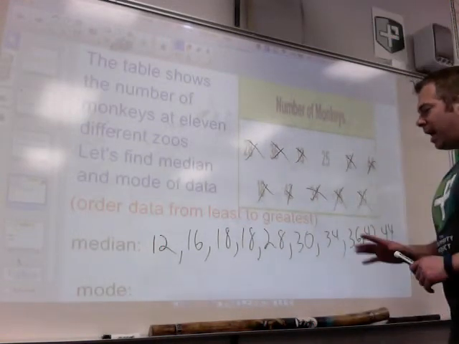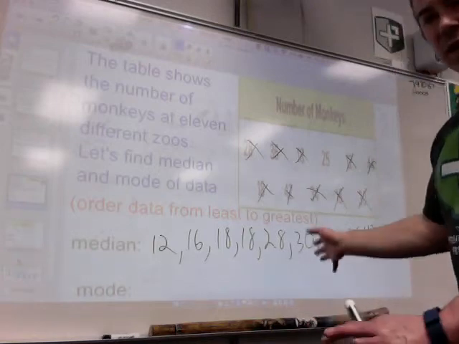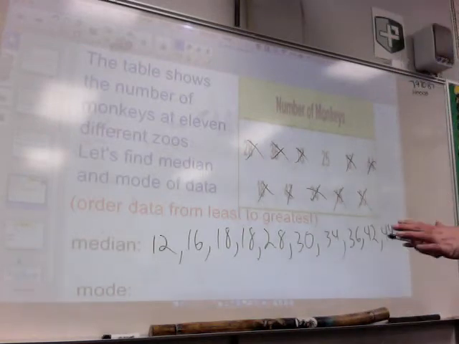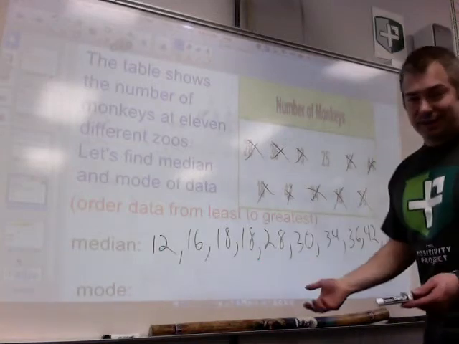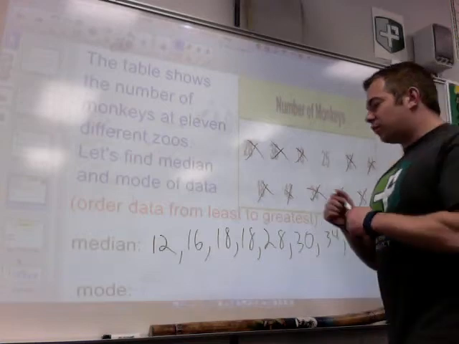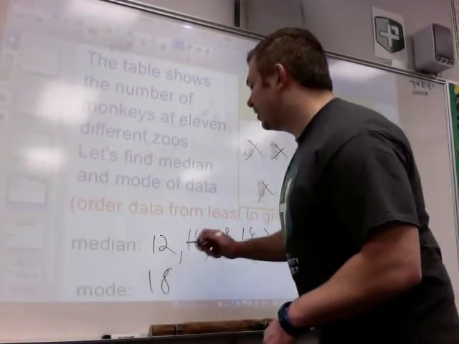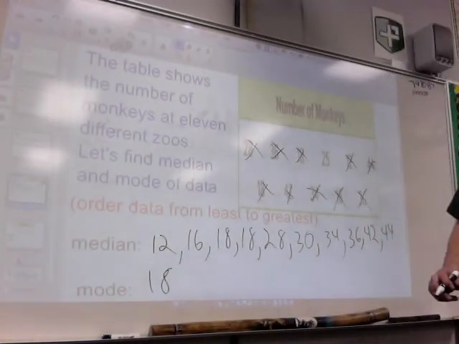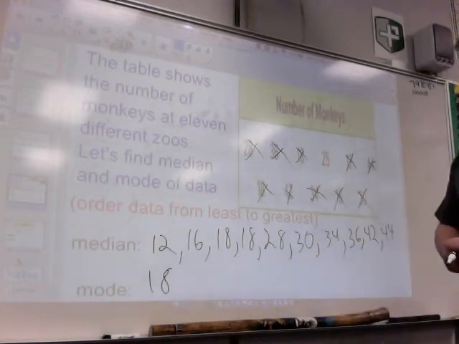Actually, let's first find the mode before I start dealing with this. Let's find the mode, the number that occurs most often. And I see two 18s. That number happens the most in here. So right away, I know my mode is 18. That was pretty easy. All right, but now let's go back to the median.